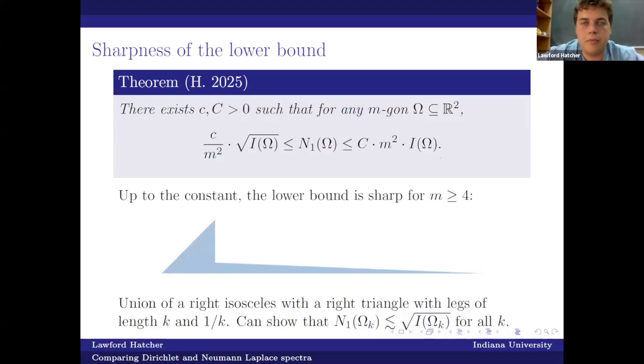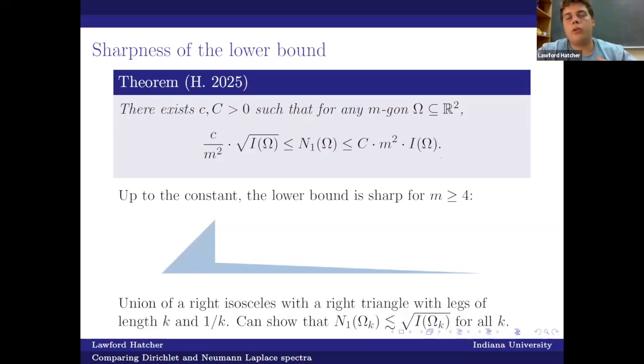And using some other domain monotonicity and eigenvalue estimate tricks, you can show that the growth rate of the eigenvalue n1 of omega k is bounded above by a constant independent of k times the square root of the isoperimetric ratio. So what this shows is that the lower bound is sharp modulo the constant that I've used. And I don't want to talk about why this inequality is true because it's a bit technical, but I want to give you a little bit of a reason why this is the shape that makes sense to be the sharpness example.